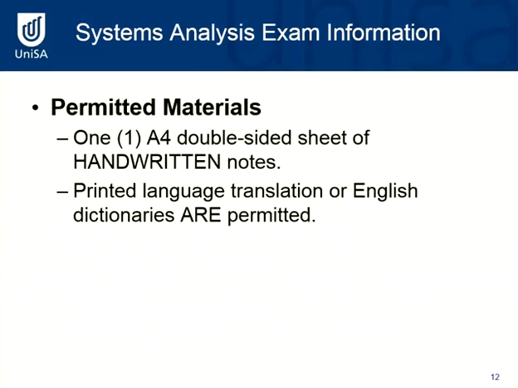You are allowed to take in one A4 double-sided sheet of handwritten notes. You are also allowed to take in printed language translation or English dictionaries. However, I strongly suggest that you have your own, and if you're going to borrow someone's, make sure that there are no handwritten notes in those dictionaries. If there are any handwritten notes in the dictionaries, you'll be up for academic misconduct and it'll be taken away from you. So please, if you're going to bring in dictionaries, make sure there are no notes inside them. Okay?